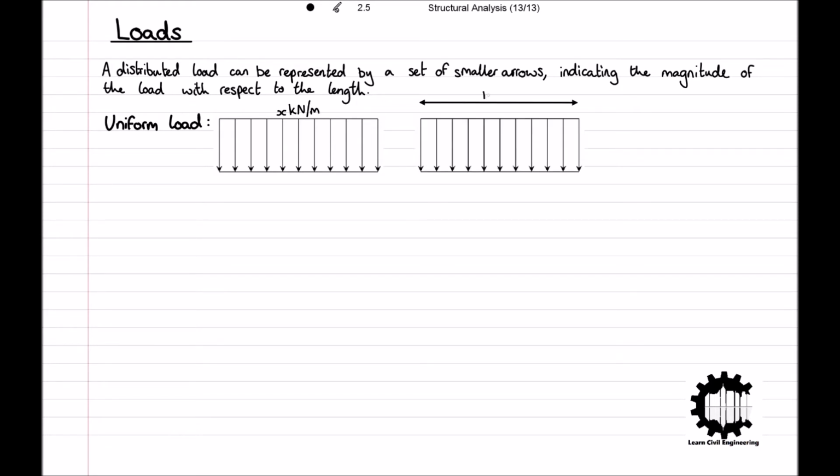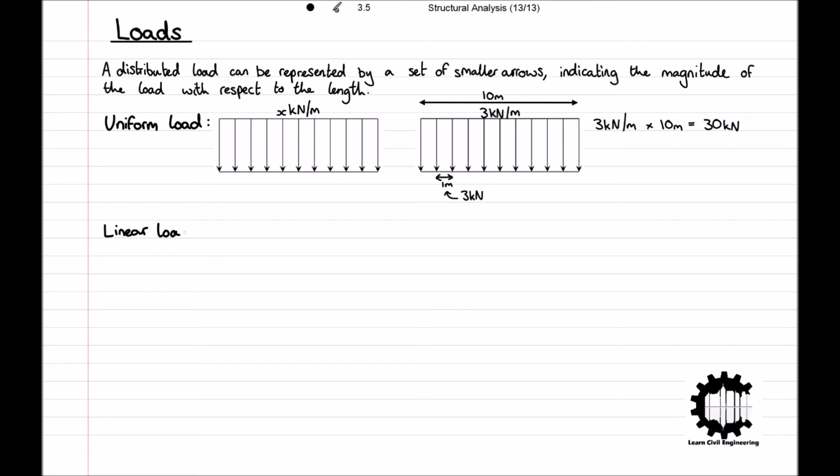For example, a wall of length 10 meters applies a uniform load of 3 kilonewtons per meter to the ground. Using this information, we know that over a length of 1 meter, a total of 3 kilonewtons will be applied to the ground evenly, and we can therefore work out that the 10 meter length of wall has a total weight of 30 kilonewtons.